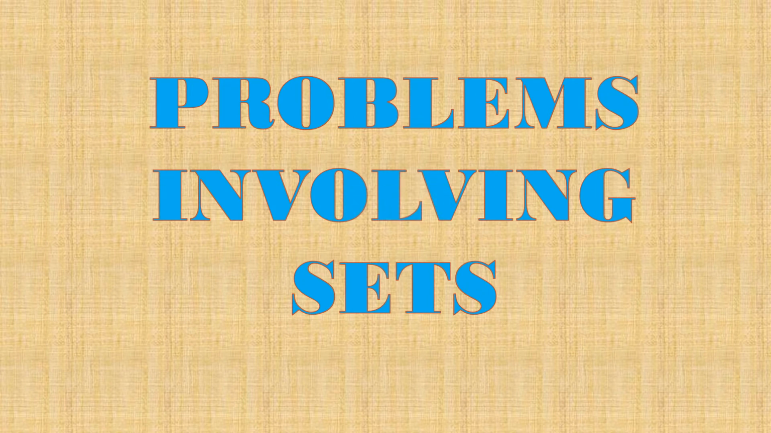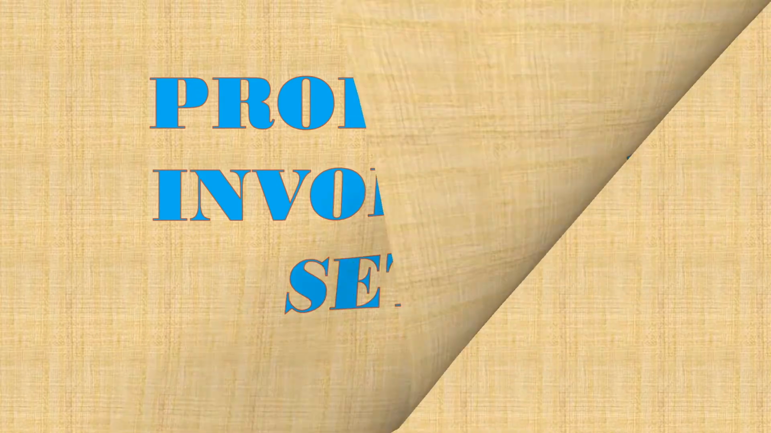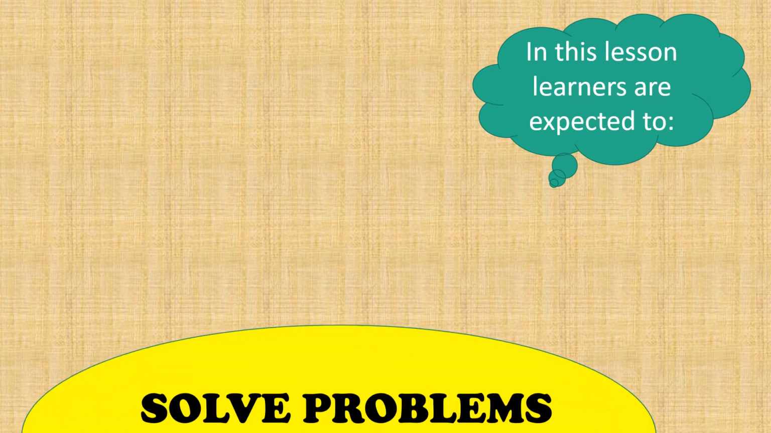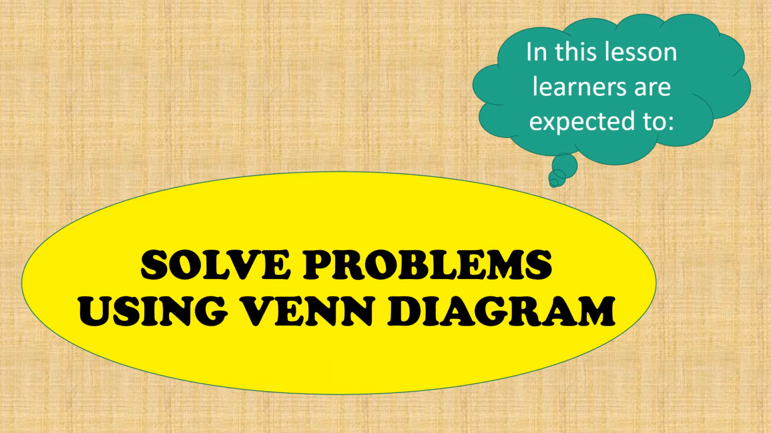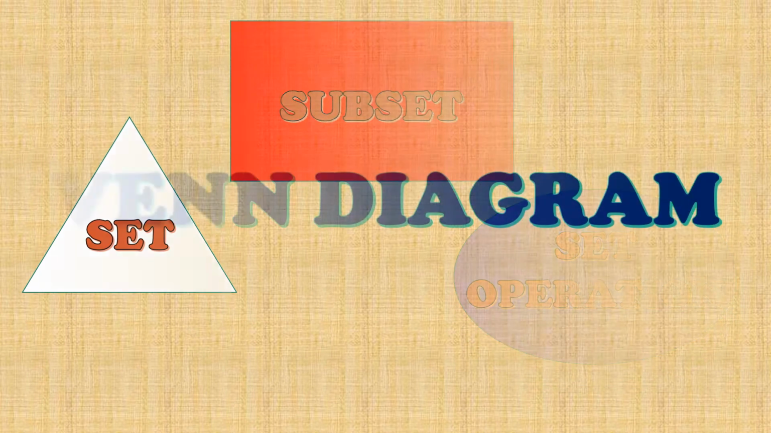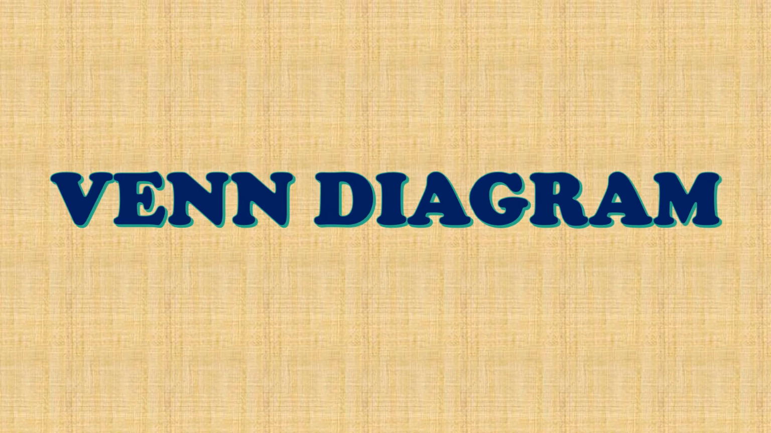Our lesson for today is all about problems involving sets. After listening to this lesson, you are expected to solve problems using Venn diagrams. A simple way of illustrating set, subset, and set operation is through a Venn diagram. In your previous lessons, you were taught about these concepts.